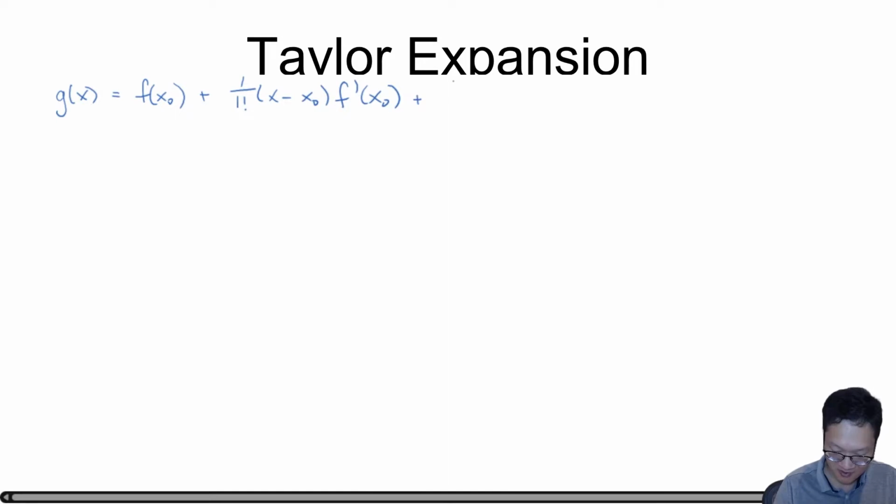So g of x is our approximation of f, and the second order approximation is f naught plus 1 over 1 factorial (x minus x naught) f prime of x naught plus 1 over 2 factorial (x minus x naught) squared f double prime of x naught.